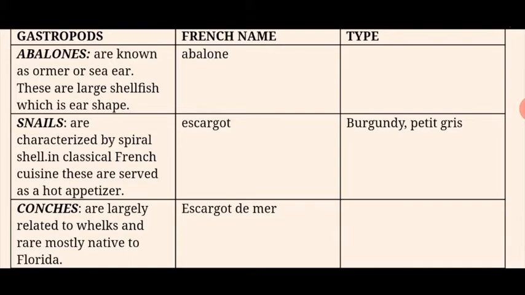Next one is conch. Conches are largely related to whelks and are rare, mostly native to Florida. French name is escargot de mer.